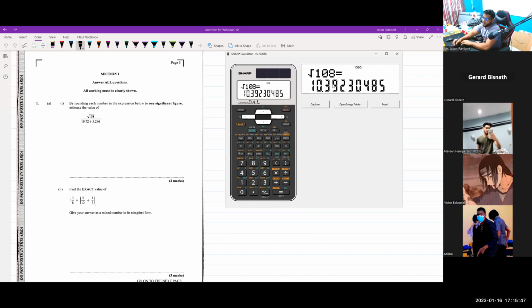All right, so the top is going to be 10 over 19.72 plus 5.296. Rounding this off to one significant figure, you're going to get 30. And 10 over 30 is approximately 1/3. Now, to one significant figure, this is going to be 0.3.